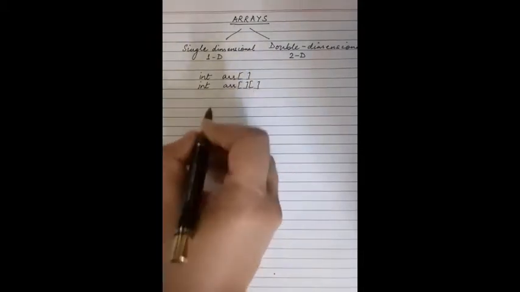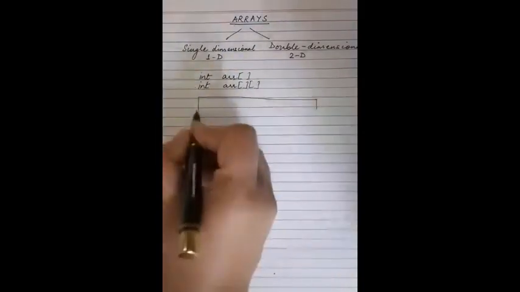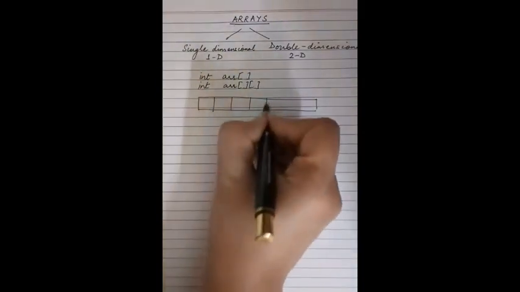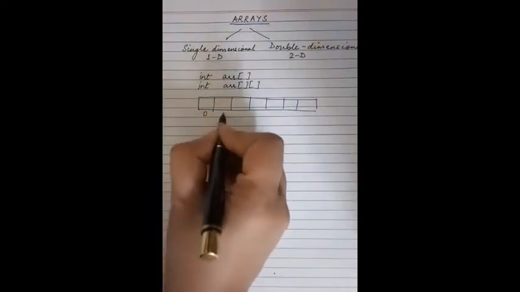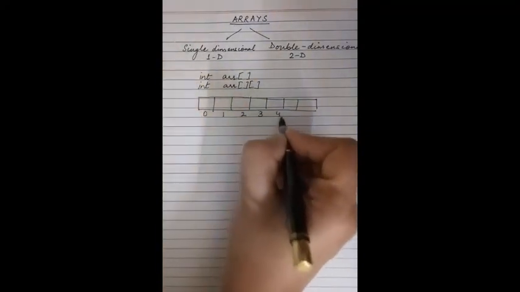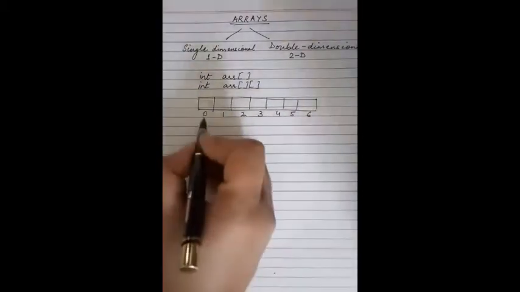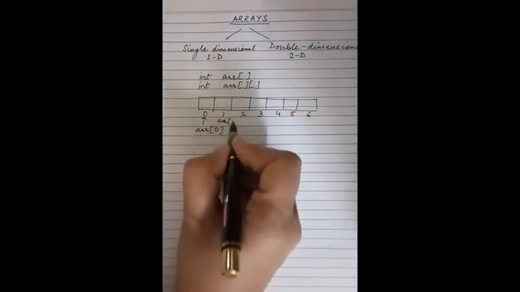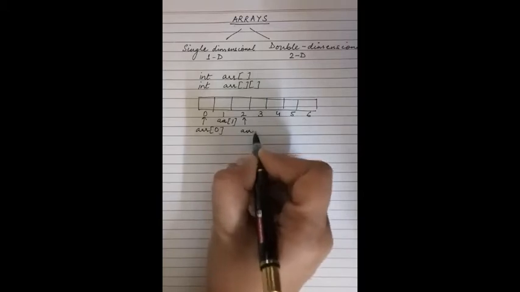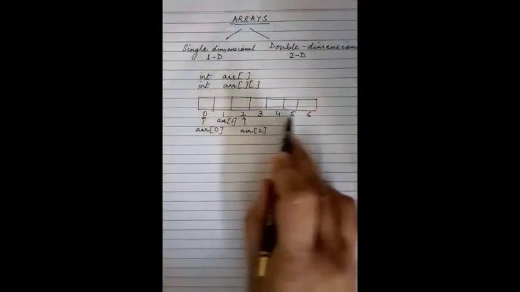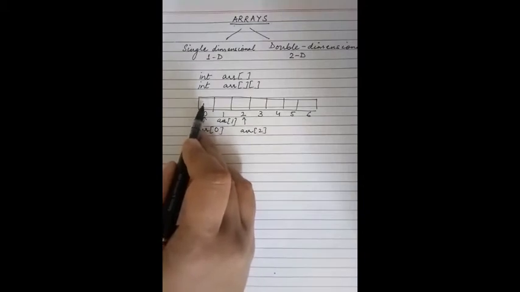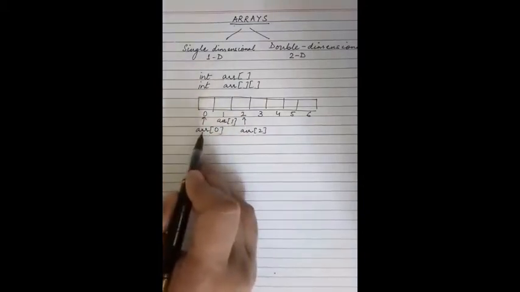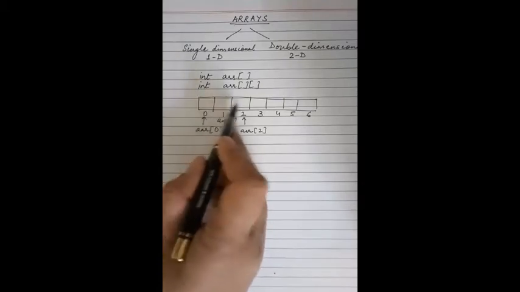What does it mean? One dimension means that an array is stored in the form of a line like this. This is index number 0, index number 1, index number 2, index number 3, 4, 5 and 6. So this will be referred to as ARR at position 0, this as ARR at position 1, this is ARR at position 2, like this. This is a single dimensional array, and these are different variables referred to by a common name, and all will store integer values in them. Suppose here we store the value 5, here the value 10, here the value 12.